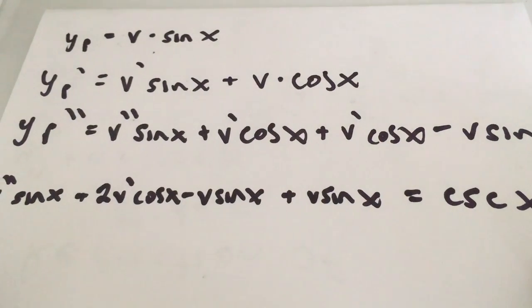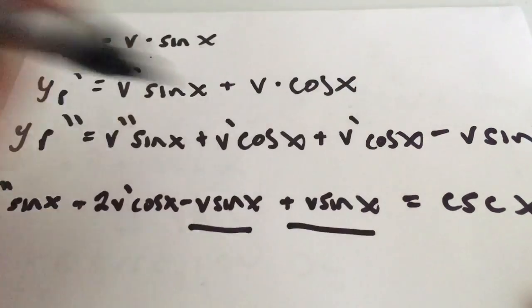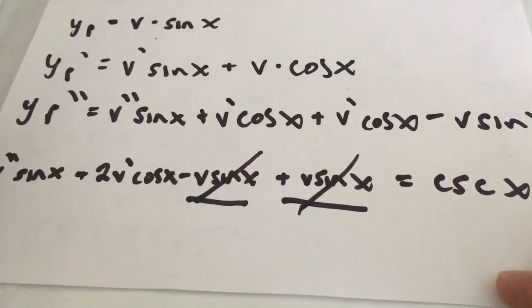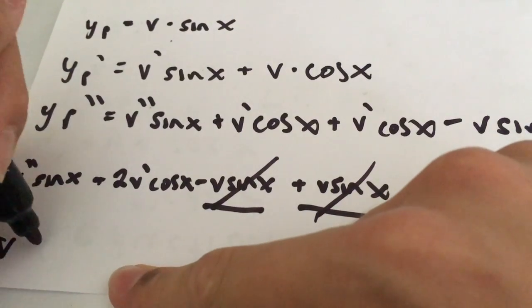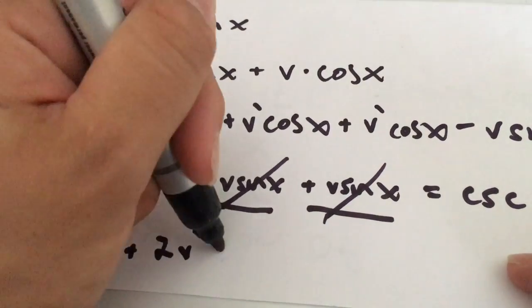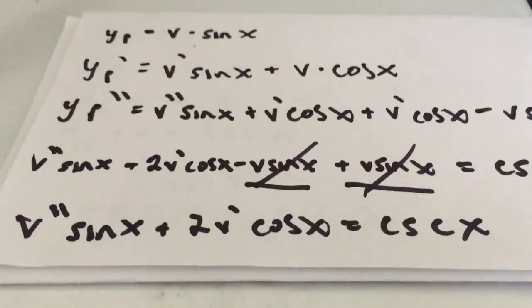Now with the reduction of order, we're looking to cancel out something. So luckily we have minus v sine of x and plus v sine of x, which means we can cancel these out, and we are left with v double prime sine of x plus 2v prime cosine of x equals cosecant x. Yet, after doing all of this work, we still have a differential equation of the second order. So, how do we solve this differential equation?